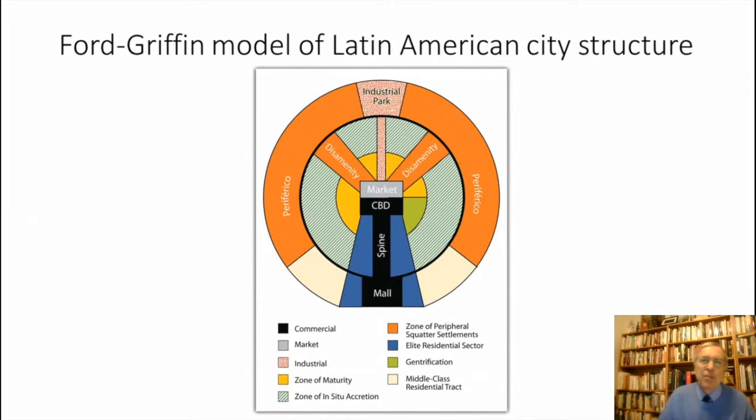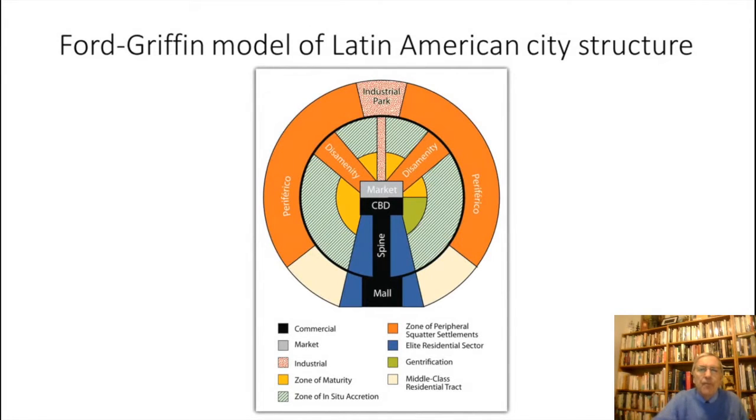Still has a central business district. Nowadays there'll be a mall, of course, in addition to the downtown CBD. And the blue, or the purplish color, is the elite residential sector. And you see in this case it extends all the way from the downtown out to the suburbs. But it doesn't occupy all of the suburbs, because the poor folks get out there and build the shanty towns first. That's true in both Latin America and to an extent in Africa as well.